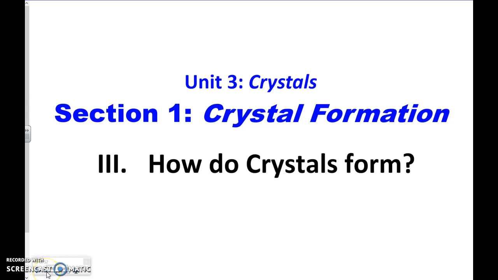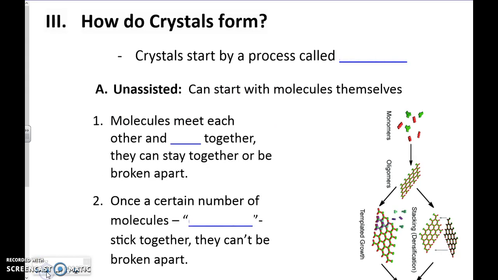So first thing you need to know, all crystals do come from a solution. They start with a process called nucleation. Okay, nucleation, and there's a small center for everything to begin. There are two ways that crystals can form. Either it could be unassisted or assisted. Unassisted we'll cover first. The molecules start by themselves, and there's a little guide picture over here to what's happening as we talk about it.